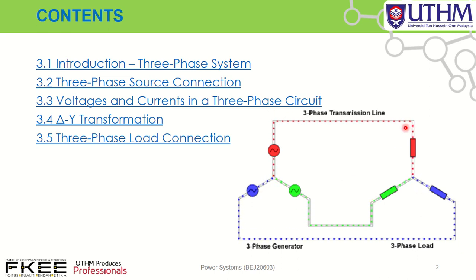Okay, this is the line, the transmission line. So basically, in a three-phase system, we have line A or red line, and then we have line B, which we call the yellow line, and then we have line 3 or line C, which we call the blue line, from the source, from the generator, to the load.